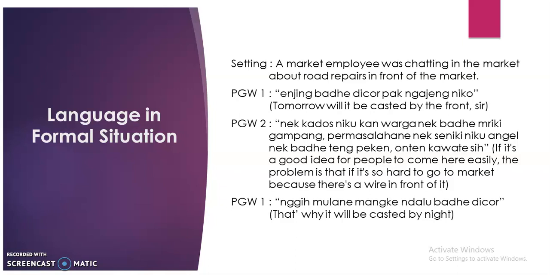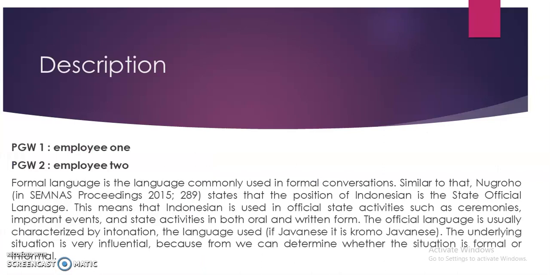This is the conversation. You can look at the translation inside the bracket. This is the description. Both of them use formal language. The official language is usually characterized by intonation, the language used. If Japanese, it is Keigo Japanese. The underlying situation is very influential because from it we can determine whether the situation is formal or informal.